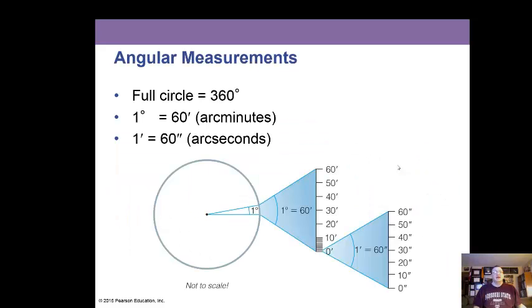So in angular measurements, there's 360 degrees in a circle. In 1 degree, there are 60 arc minutes. And then each arc minute is divided up into 60 arc seconds, just like time would be.